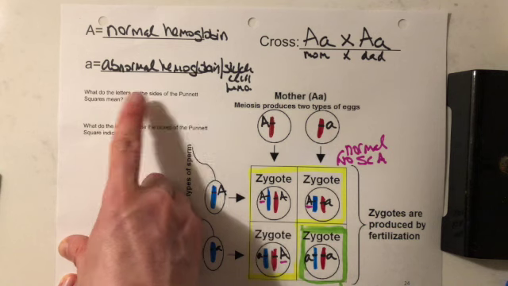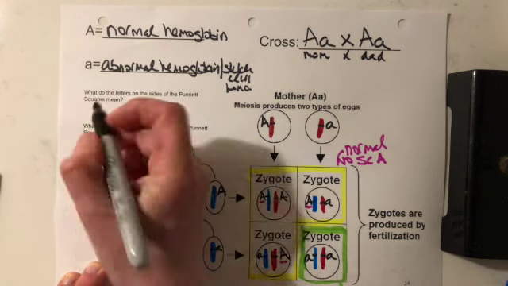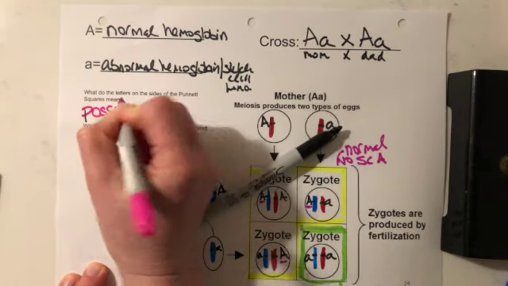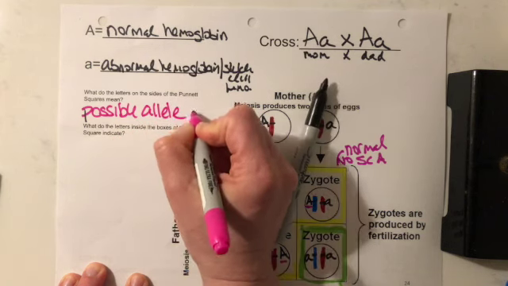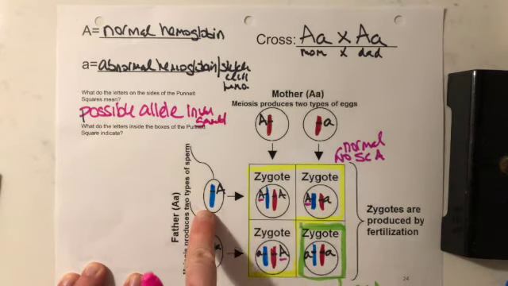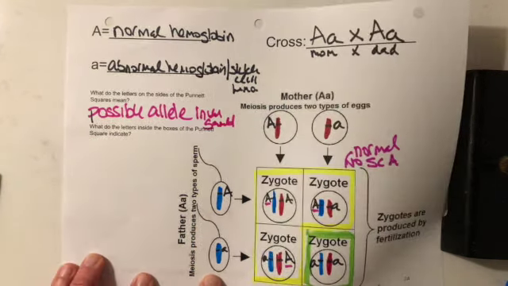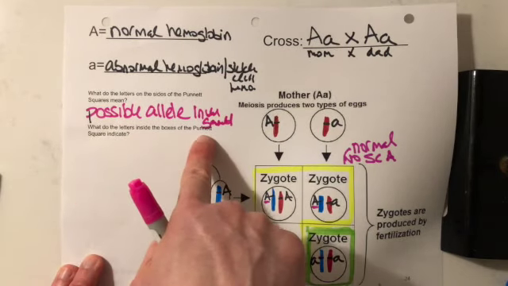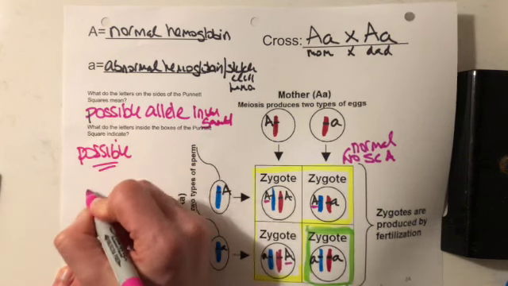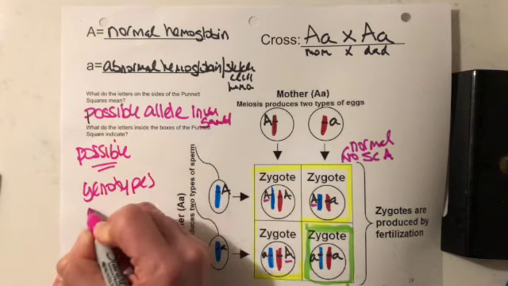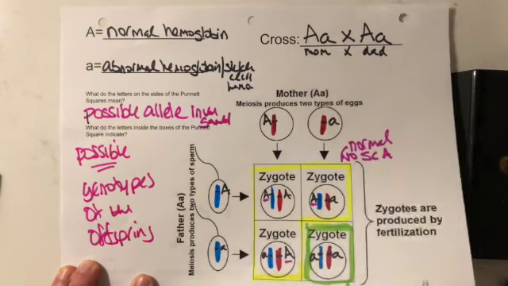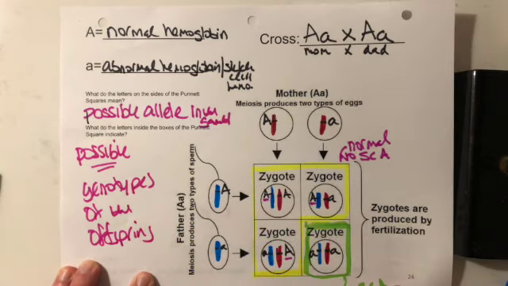What do the letters on the sides of the Punnett squares mean? They are the possible alleles in the gamete. So you could have a sperm with a big A allele or a sperm with a little a allele. What do the letters inside the boxes of the Punnett square indicate? The possible or potential genotypes of the offspring. Okay, so the zygote is the offspring. A zygote's a fertilized egg.